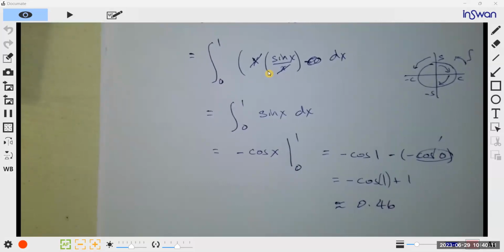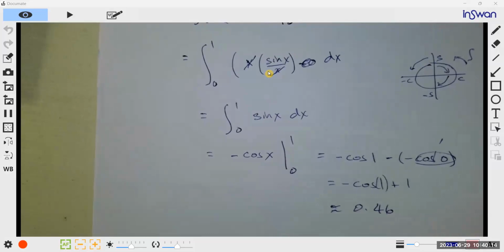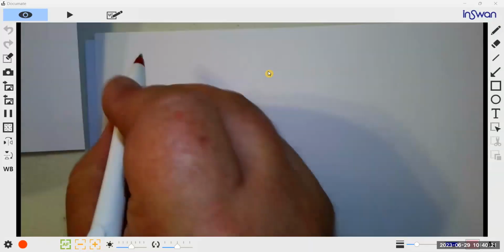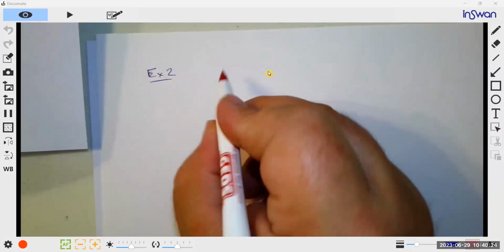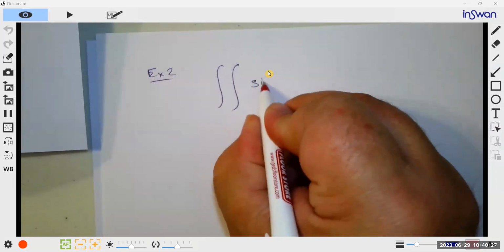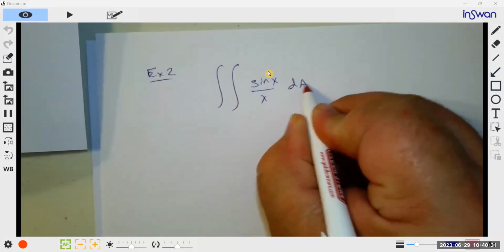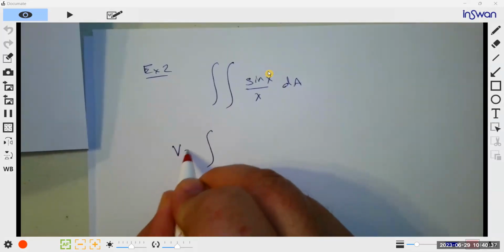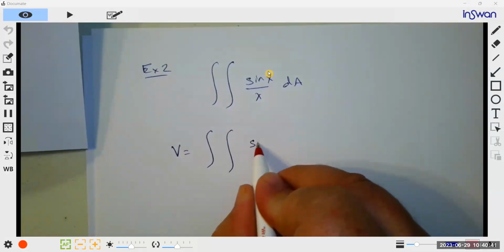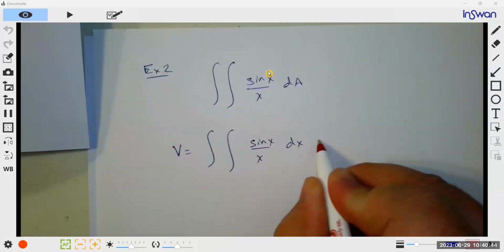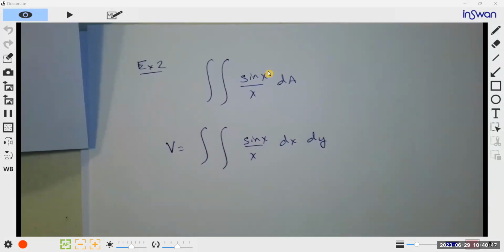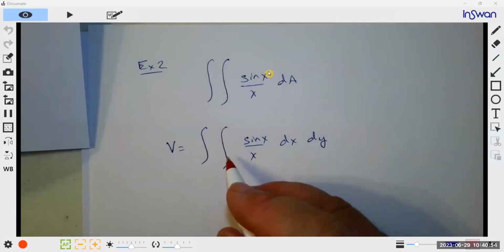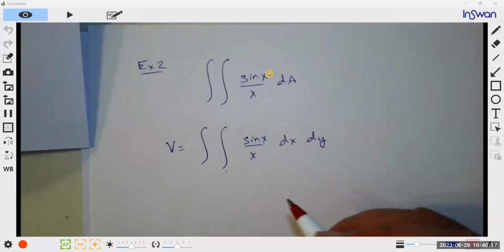Now, let's look if we can reverse this. This is example 2. So what we're looking at is, can we find the volume of sine x over x dx dy? Well, first off, the bounds are irrelevant here right now, but we'll look at what they'll be in a second.